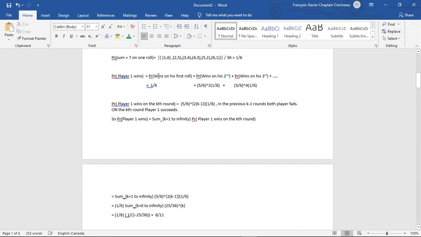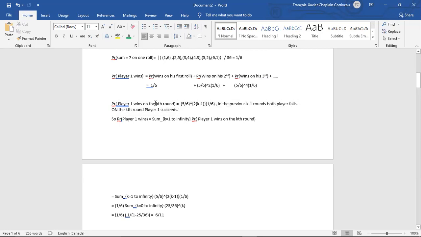That's why here, the probability that player 1 wins, he can win on his first roll. That's 1/6. But he might win on his second roll or third roll. So there might be more than one round to this game. So this game could take a while to finish. So the probability that player 1 wins on the Kth round is this thing. And that's the justification. Right?